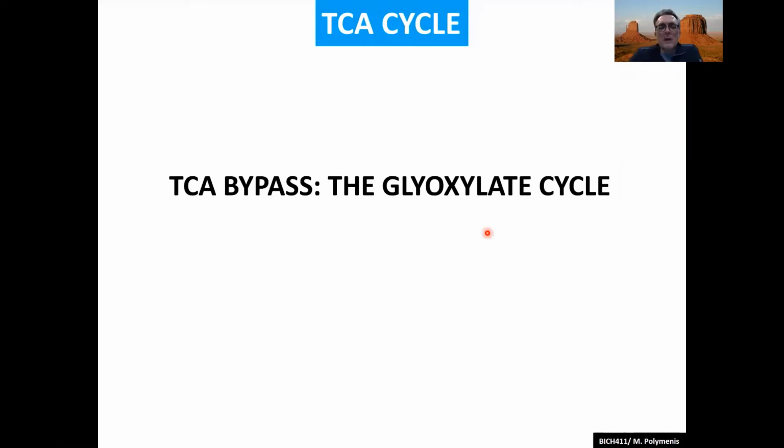Hi there. In this video, we're going to see a bypass, a non-canonical TCA cycle that we don't do, but many microorganisms, including some very important pathogens, can do. And we'll see, it's kind of interesting from a biochemical perspective. You see why they do it. And so let's get to it. It's called the glyoxylate cycle.